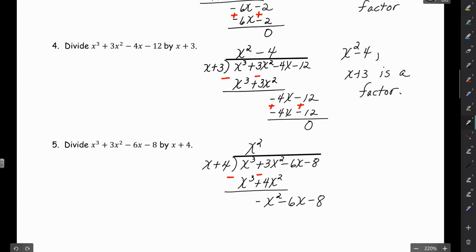What times x gives me minus x squared? That would be minus x. And then minus x times 4 is minus 4x. Sign change. And we're left with minus 2x, bring down the minus 8. And what times x gives me minus 2x? That would be minus 2. And minus 2 times 4 is minus 8. Do a sign change.